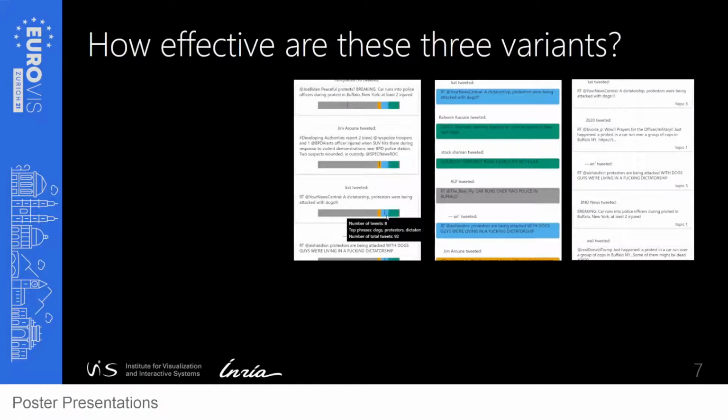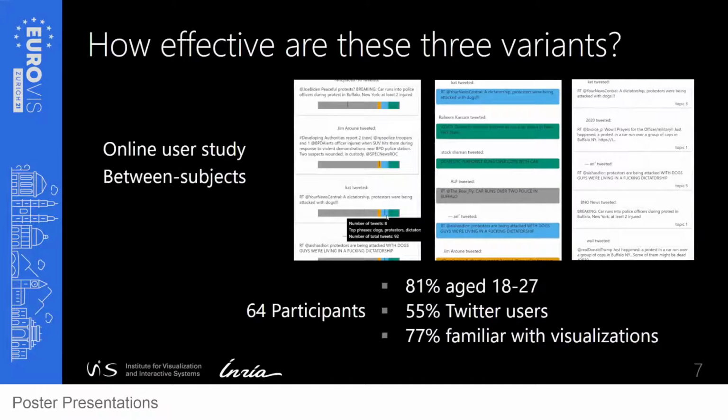To find out whether people could answer questions about the topics in the Twitter feed faster and with fewer errors with word-sized visualizations compared to other means of conveying similar additional information, we conducted an online study. And because we used the same underlying data and the same questions for all conditions, we did a between-group study, so each participant is randomly assigned one condition.